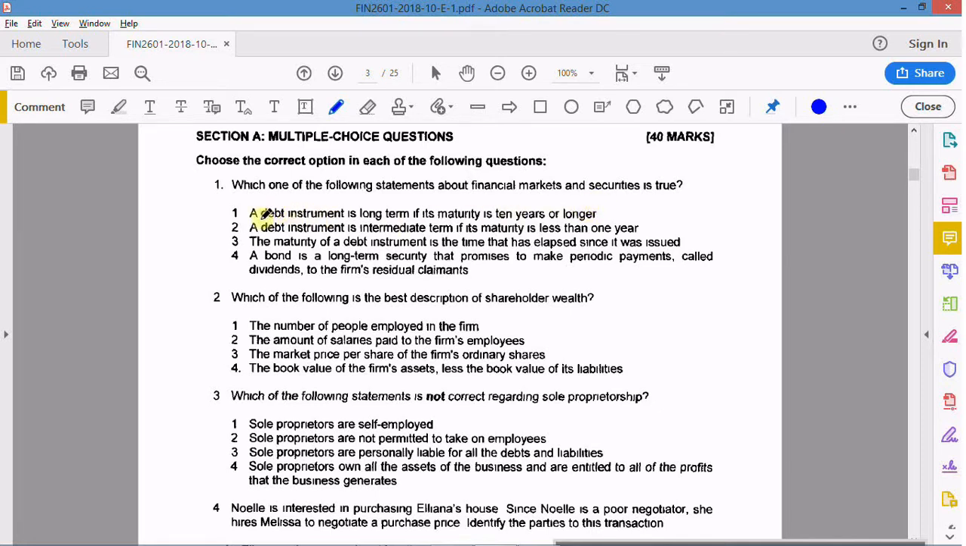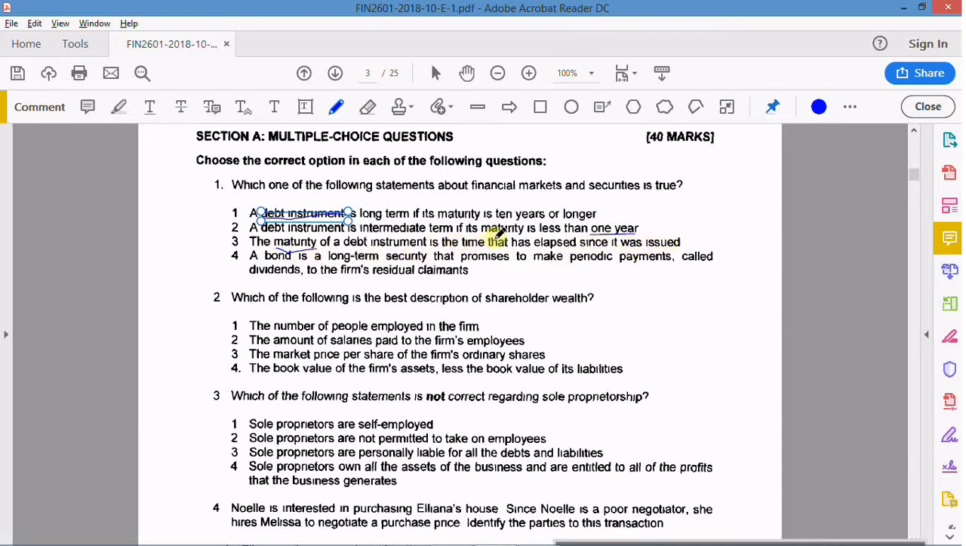Okay, so if we're looking at a debt instrument, debt is referring to liabilities, so bonds. They're looking at long-term and they talked about 10 years or longer. A debt instrument is intermediate term if its maturity is less than 1 year. Okay, 1 year is very short. That's definitely not intermediate. The maturity of a debt instrument is the time that has elapsed since it was issued. Okay, that's looking at maturity.